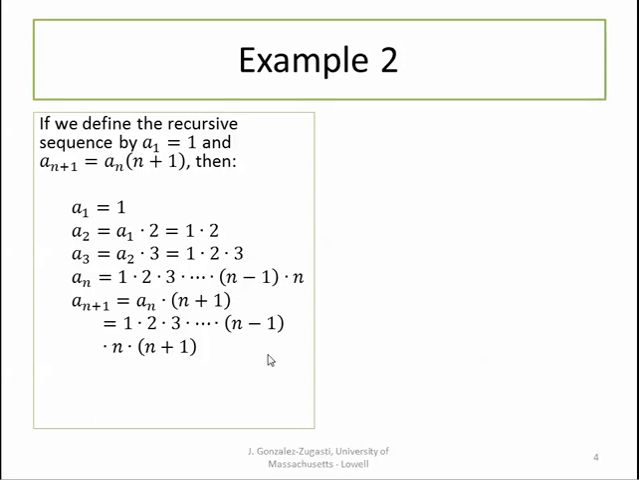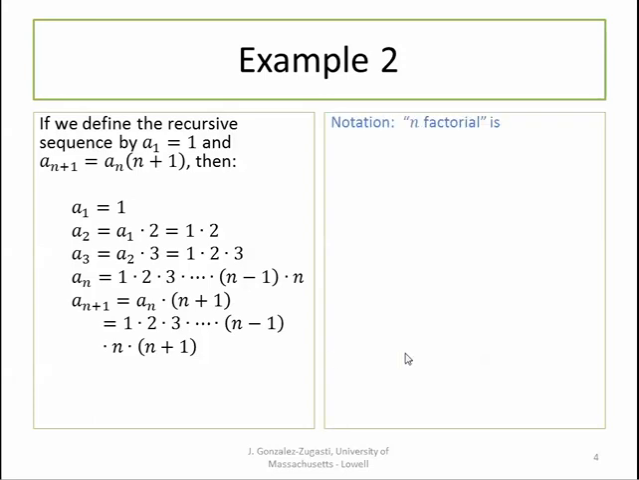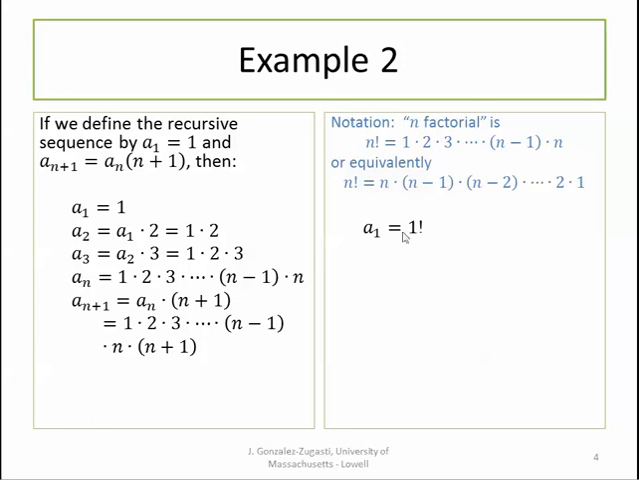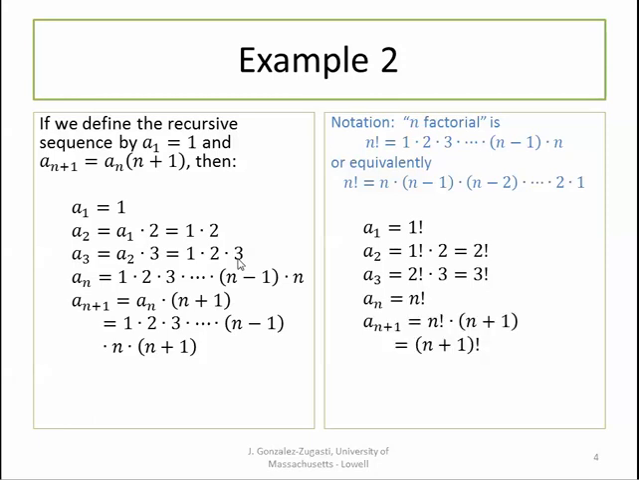Now this should bring something to mind. It should bring into mind factorials. Remember that n factorial is the product of all the numbers 1 through n, or you could write it backwards as the product of n down to 1. So using this n factorial notation, we get that a sub 1 is 1 factorial. A sub 2 is 2 factorial. A sub 3 is 1 times 2 times 3, that's 3 factorial, and so forth and so on. So we can write this sequence as the sequence n factorial.